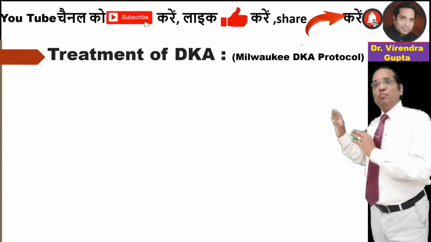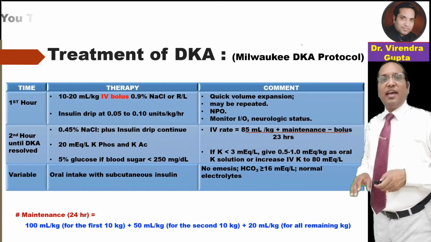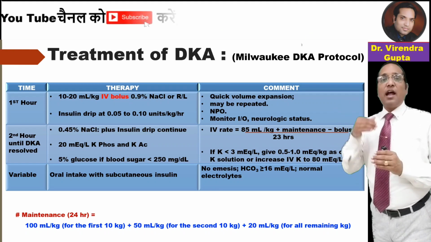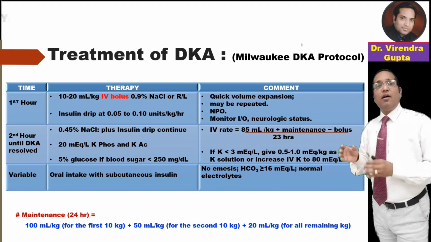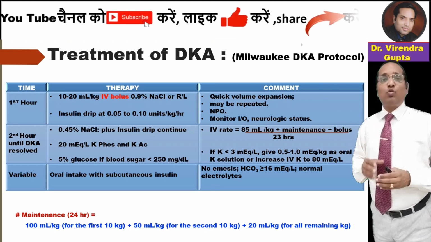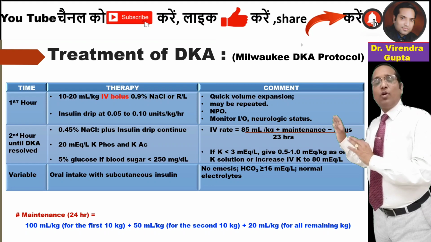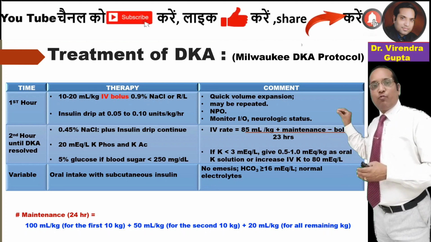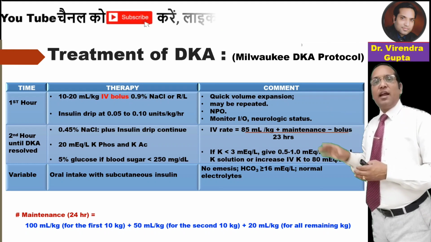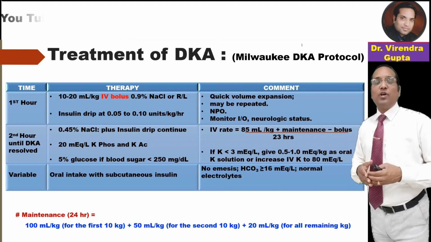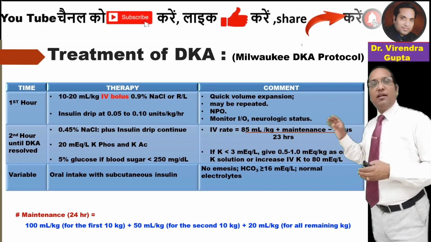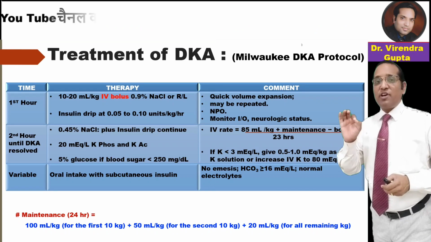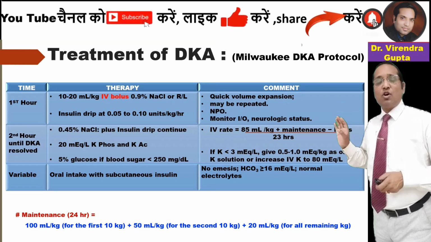So guys, there is the Milwaukee protocol to treat the DKA, and the initial first hour is very important. We should hydrate the patient with a bolus of normal saline, 10 to 20 ml per kg, or Ringer lactate can be used here for quick volume expansion, and it may be repeated up to 60 ml per kg. Nothing per oral is to be given, and monitoring input output is very important, along with the neurological status of the child.